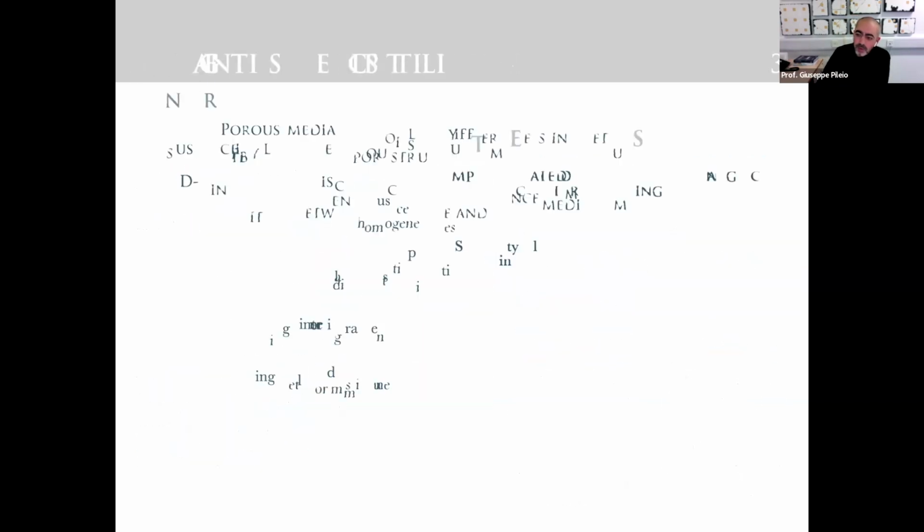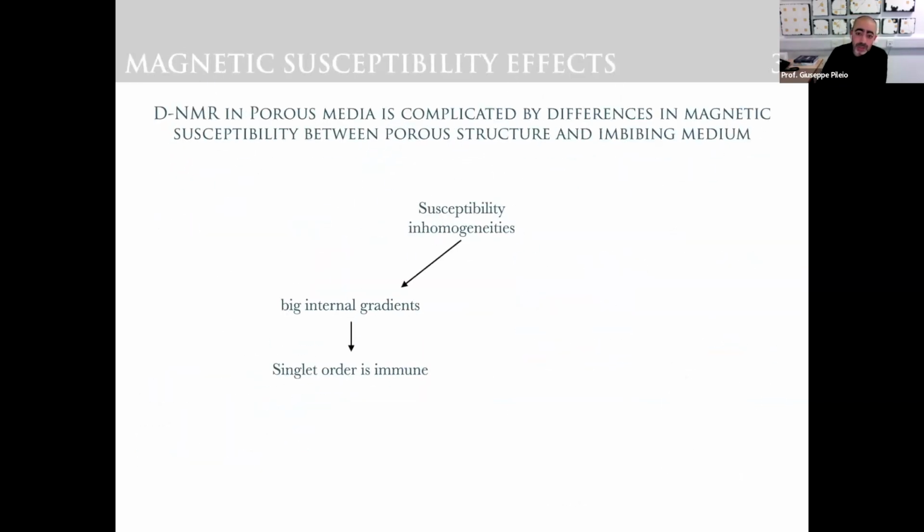So now one can think, okay, you have the tools, just apply it. Well, actually, what we didn't really appreciate at the beginning was this. We know that the plastic there will bring some susceptibility inhomogeneities. The susceptibility inhomogeneities will bring big gradients. But then we said, well, very good, Singlet is insensitive to gradients, so that would even be a plus with this application.